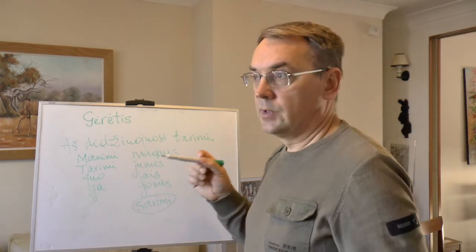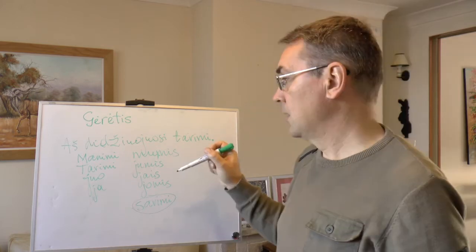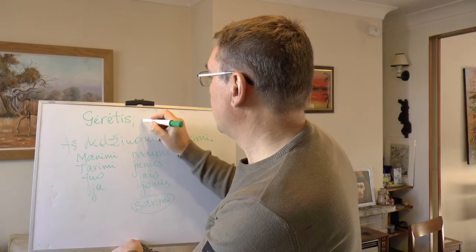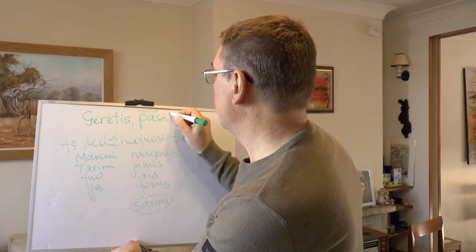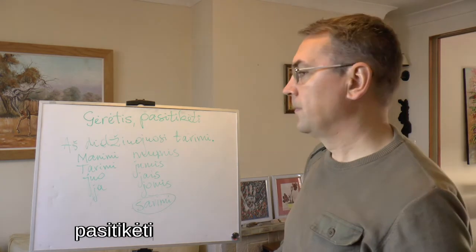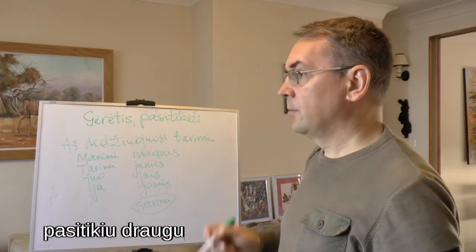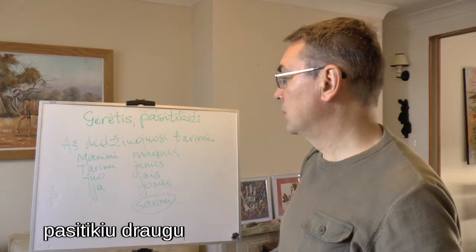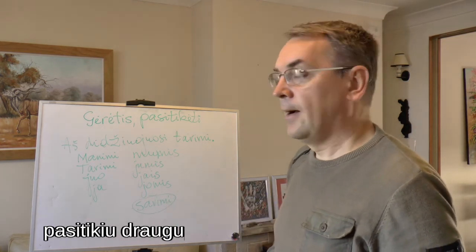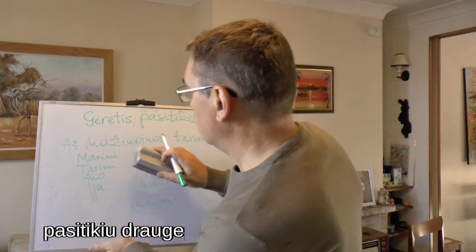To trust. If I trust in something, instrumental case as well. Pasitikėti, to trust. Aš pasitikiu draugu. I trust in my friend. If I trust in my friend, she's a girl, aš pasitikiu drauge. Draugu, drauge.